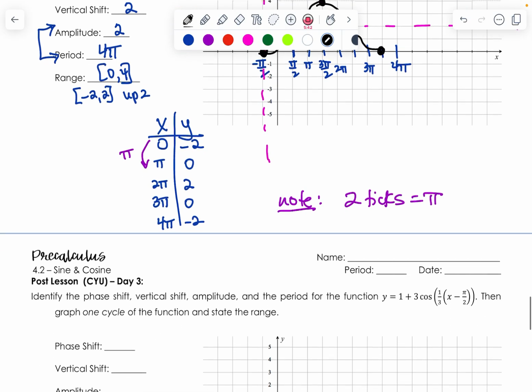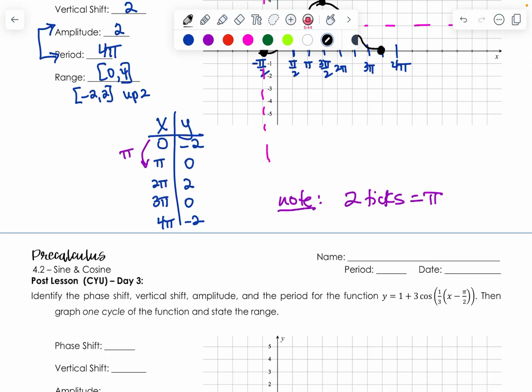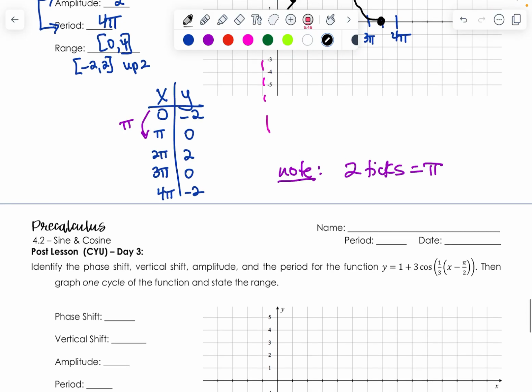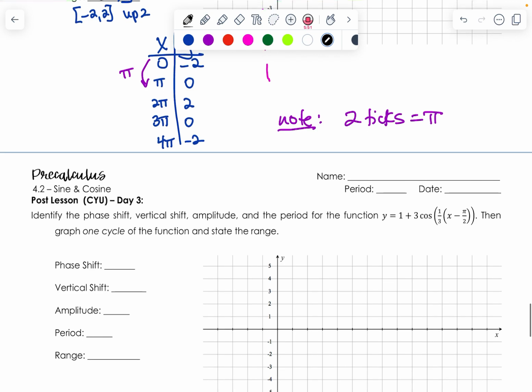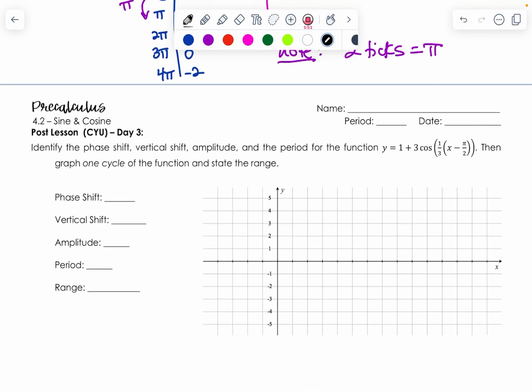All right, just because I'd like to give you a little extra here, let me do the day 3 CYU. So here we go. My phase shift is pi over 2. My vertical shift is 1. The amplitude is 3. 2 pi divided by 1/3 should be 6 pi. So then this is -3 to 3 and up 1. So that's -2 to 4.